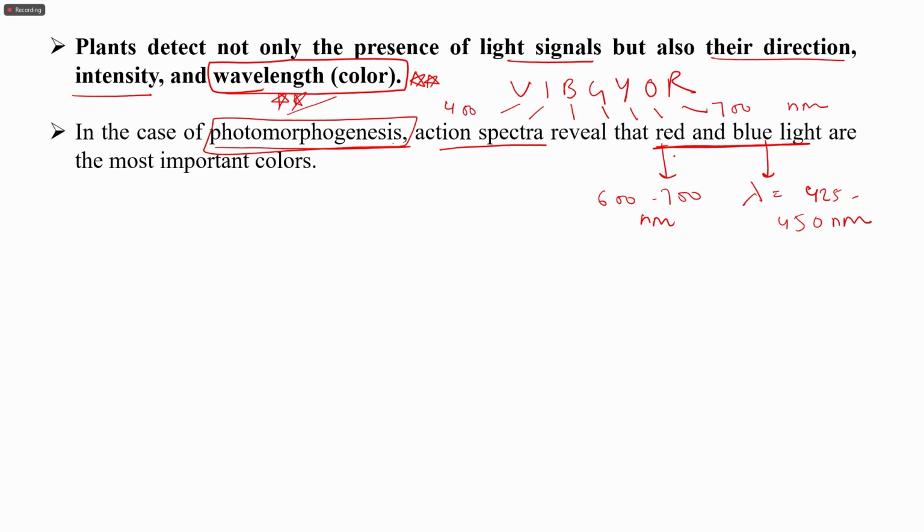These two wavelengths are very important for growth. Red and blue are the most important colors of light for the plant.